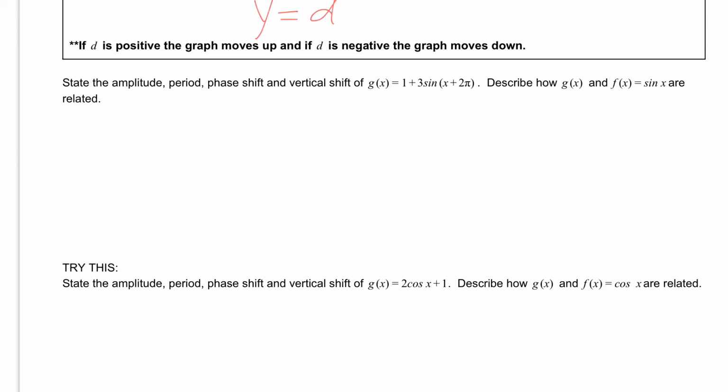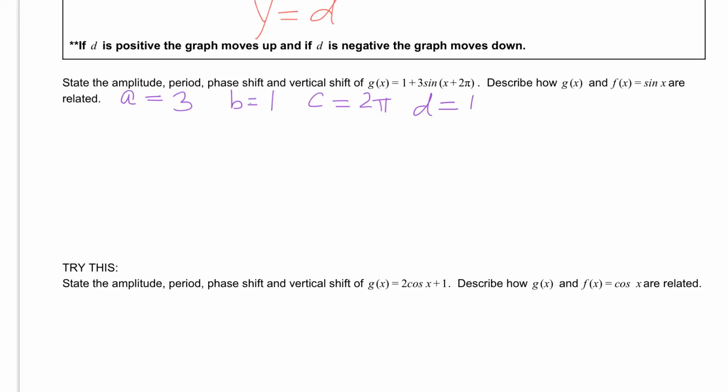So the first thing, let's label our a, b, c, and d. So our a value, which is going to help us with the amplitude, is the number in front of our sine or cosine function that's being multiplied. So that's the 3. So our amplitude, or a, is 3. Our b value is the number on the inside of the function next to x. So our b value at this point is just a 1. Our c value is what's being added or subtracted inside of our function, which is 2 pi. And our d value is the number on the outside of our function that we're adding or subtracting to our function, which is 1.